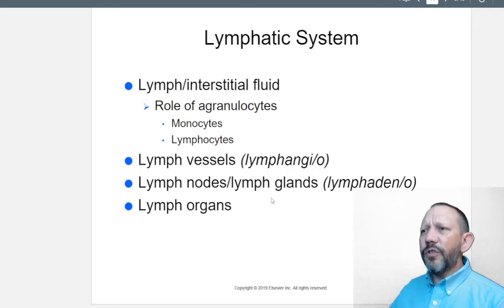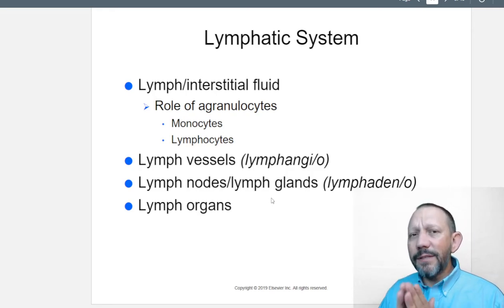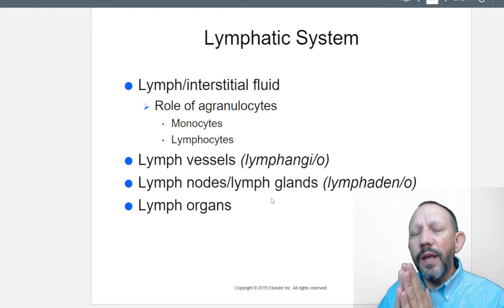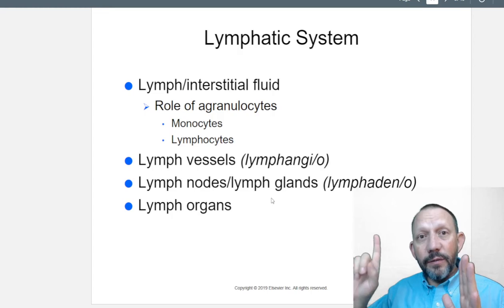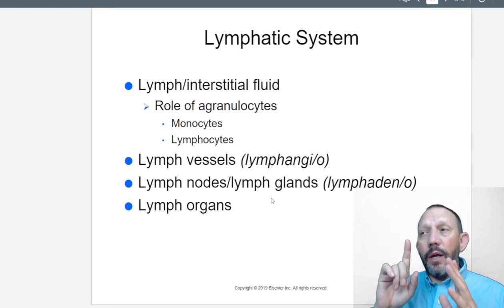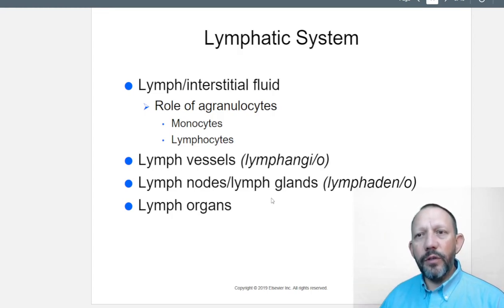Lymph and interstitial fluid. Plasma is the fluid portion of blood. When it leaves, I cover this in my explanation of the lymphatic system, which you guys can watch. I'll try to put it in here somewhere in the YouTube thing, but I usually forget how to do that stuff.